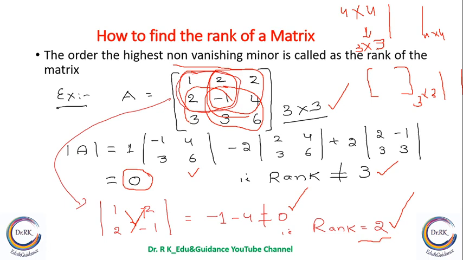If it is not becoming 0, one is enough. If it is becoming 0, we have to go to another one and see whether it is becoming 0 or not. Suppose all 3 by 3 minors are becoming zeros. Then rank cannot be 3, so we have to go down to 2 by 2. From this 4 by 4 matrix, we check all possible 2 by 2 minors. If at least one is not becoming 0, then we stop there and say rank equal to 2. So this is a complex procedure.